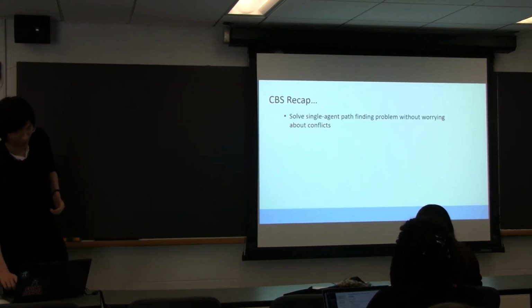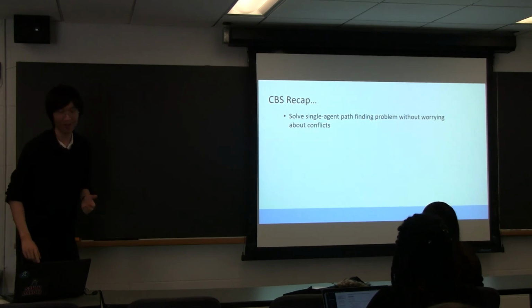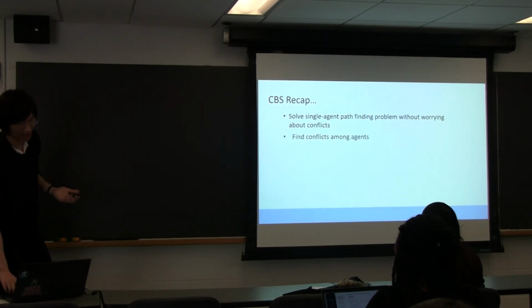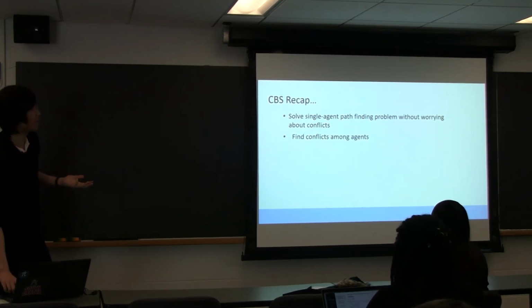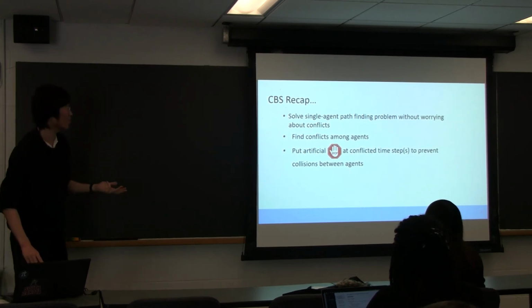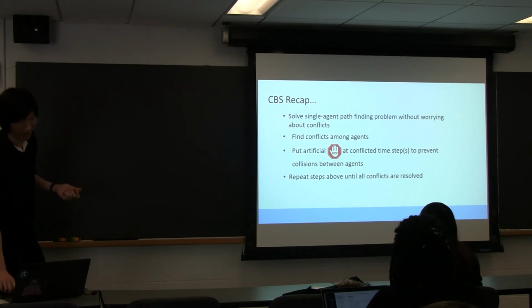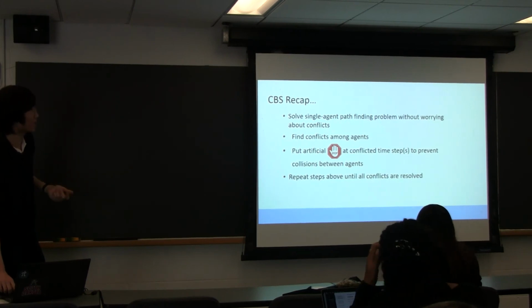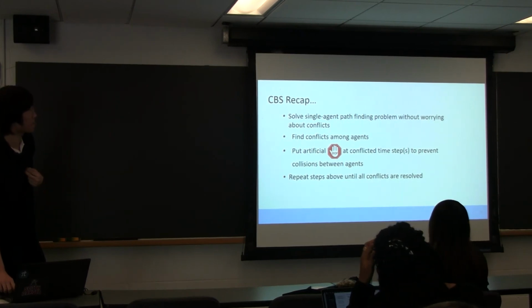So let's recap what we did. We solved the single agent path finding problem without worrying about any conflicts, and we find conflicts among agents. Then we put an artificial stop sign at certain time steps where the collision happens, and repeat both steps until all the conflicts are resolved. Yes?